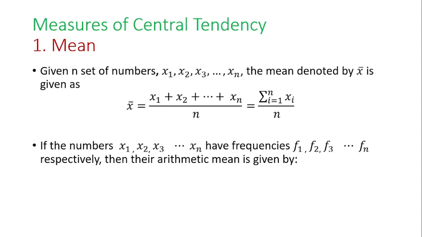Then if you have such a situation, the mean is given like this. The mean is now the sum of the frequencies times the xi divided by the total sum of the frequencies. So instead of having x1 plus x2 plus xn, you now have x1 times f1 plus x2 times f2 plus x3 times f3, up to xn times fn, all over the sum of fi. If you sum all the f, that will give you your n.